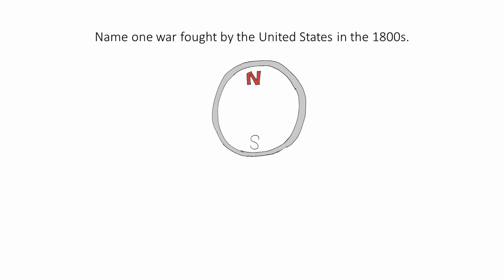Name one war fought by the United States in the 1800s. Civil War. To help you remember that the Civil War was fought in the 1800s, imagine that the arrow in the middle looks like an 8 for 1800s.